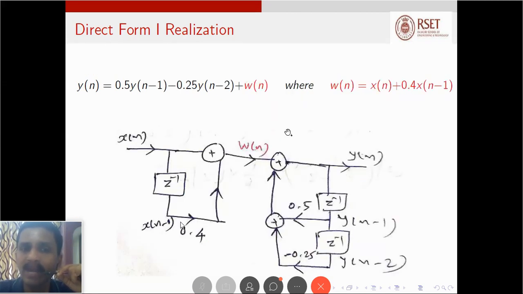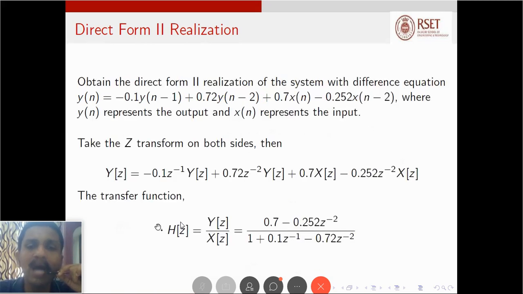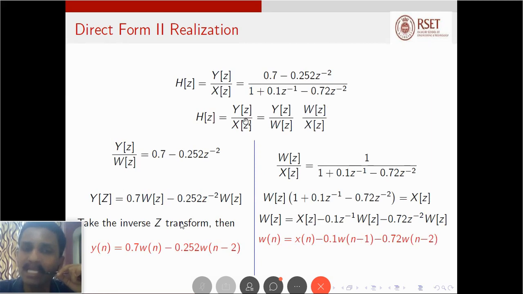This is the direct form 1 realization. But in the case of direct form 2 realization, after obtaining the transfer function, you need to split the transfer function like this: Y(z)/X(z). If the transfer function is Y(z)/X(z), you need to implement it like this: Y(z)/W(z) into W(z)/X(z), and then arrange or obtain the different equations for the corresponding two parts and implement them.